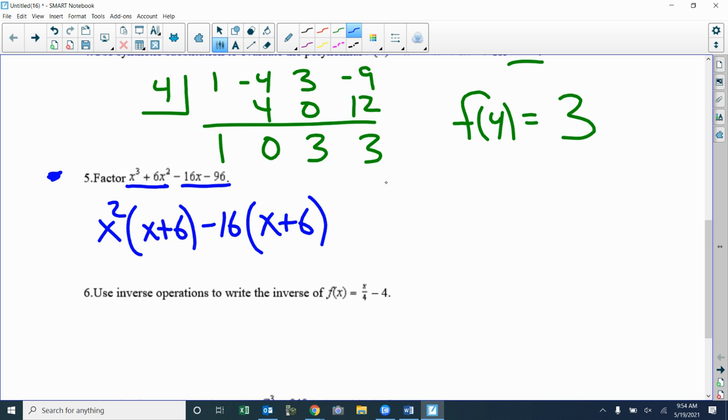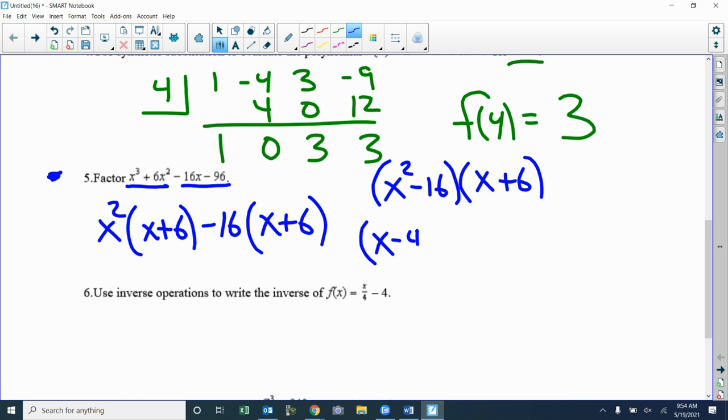We'll rewrite that now. X squared minus 16. We'll come back to that because that's something special. So we end up with x minus 4, x plus 4, and x plus 6. So make yourself a note, there's some factor by grouping there, grouping.